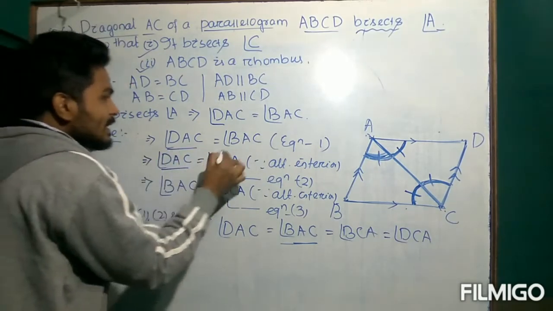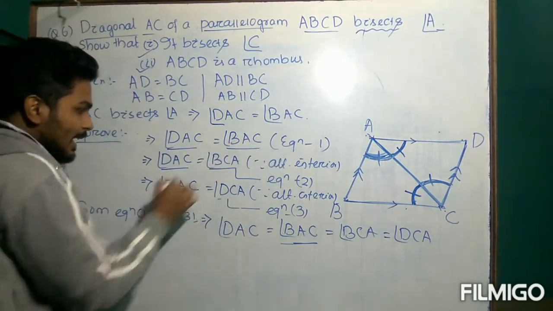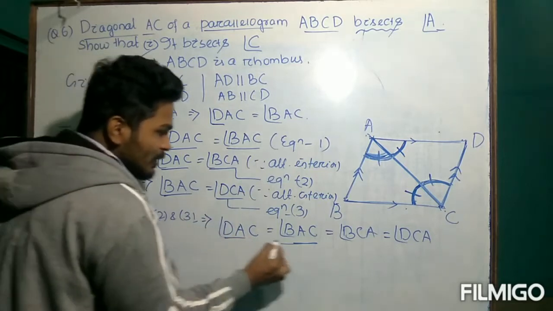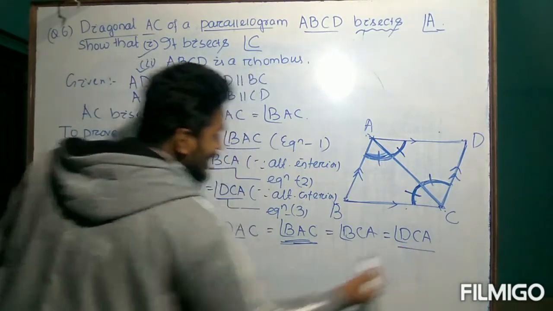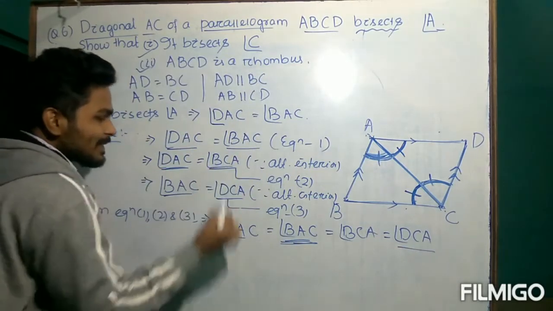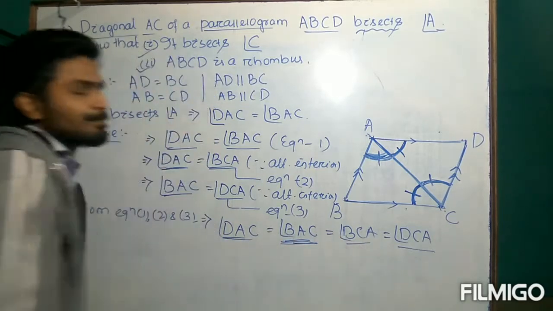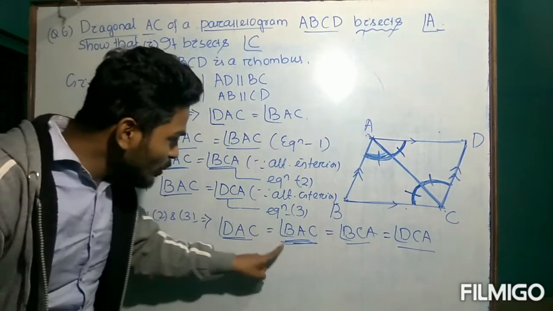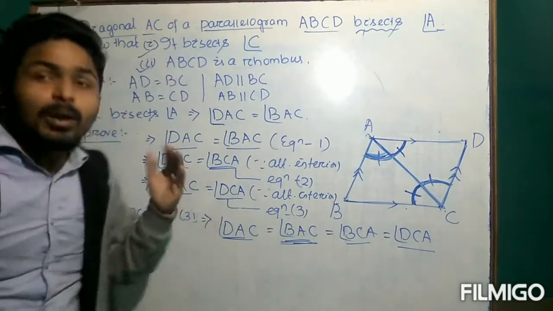So what we have found? We have found DAC is equal to BAC, right? BAC is equal to BCA. DAC is equal to BAC. BAC is equal to DCA. Again, DAC is equal to BCA. It means all those 4 angles are of equal measures.